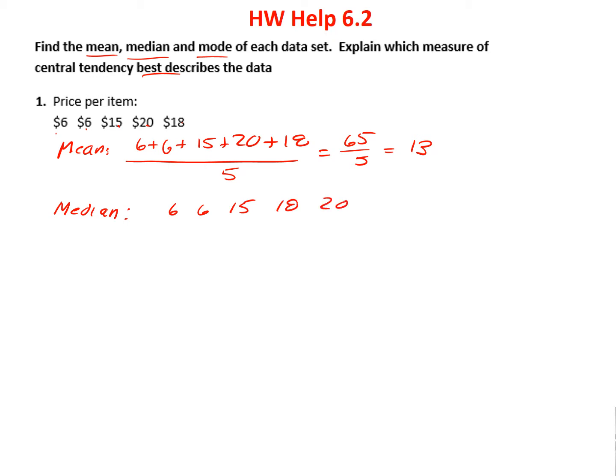Now if I want to find the middle, I just start crossing them off from each side. So there's the ends, and so there's my median. My mean is 13, and my median is 15.